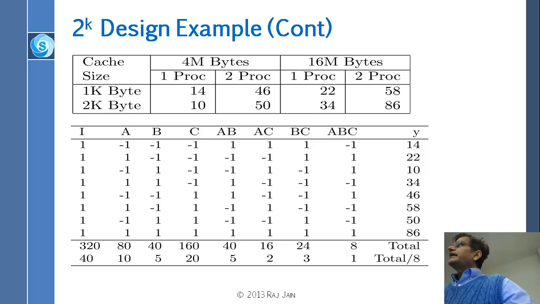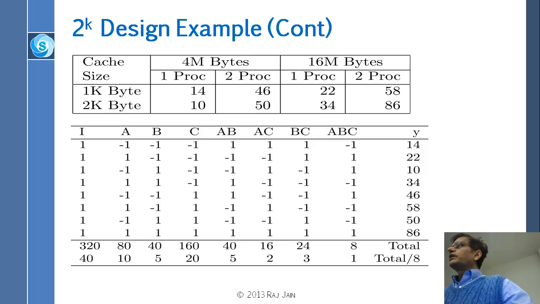We take A, that means minus 14 plus 22 minus plus minus plus, and then that will come out 80, and so on and so forth. So that is the total row. Since it is a total of 8 rows, we divide by 8, so this is the mean row, and that is 320 by 8 is 40, 80 divided by 8 is 10, and so on and so forth. And these are the effects.